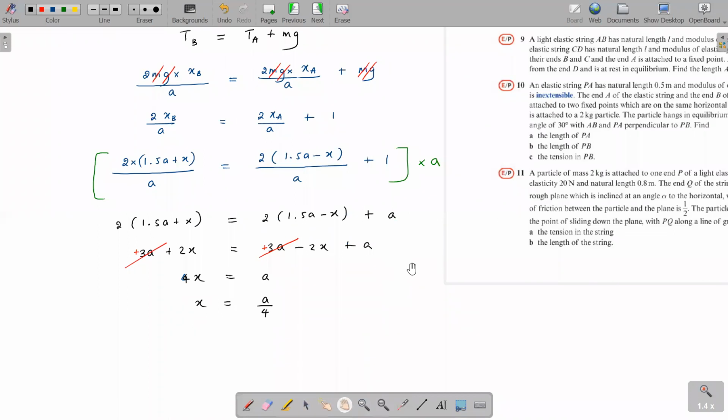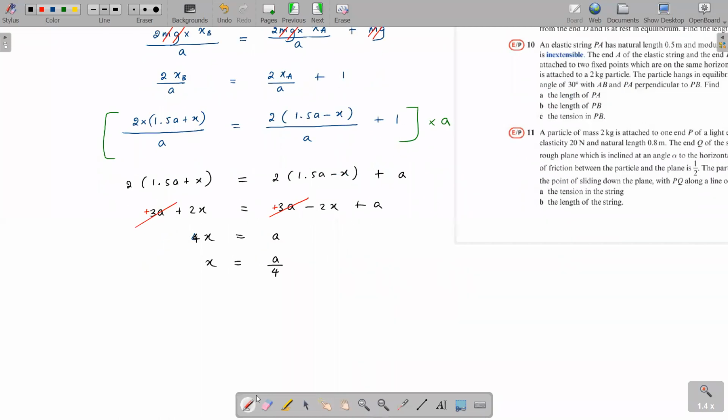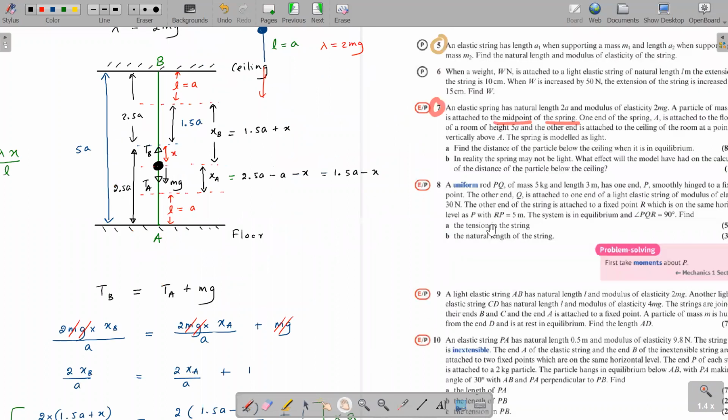Now, what are we supposed to do? What are we supposed to find? The question says to find the distance of the particle. Find the distance of the particle below the ceiling when it is in equilibrium. So this full distance, they want you to find from the ceiling: what's the distance the particle is below in the equilibrium position? So how do you get this distance?